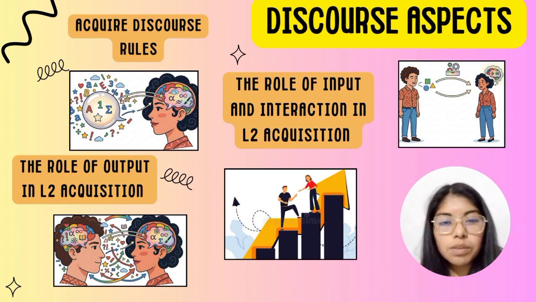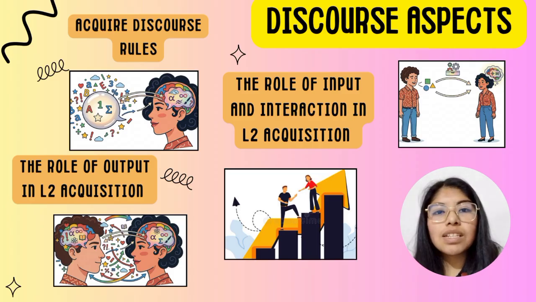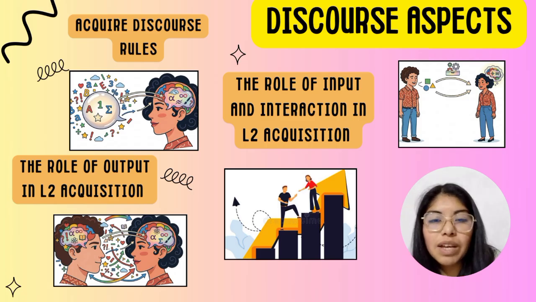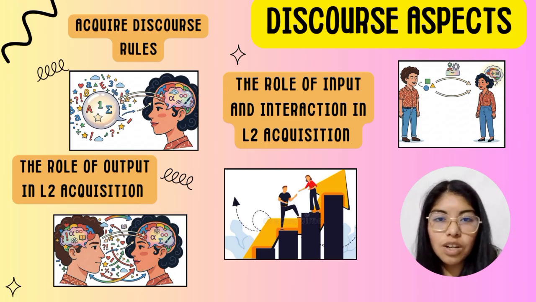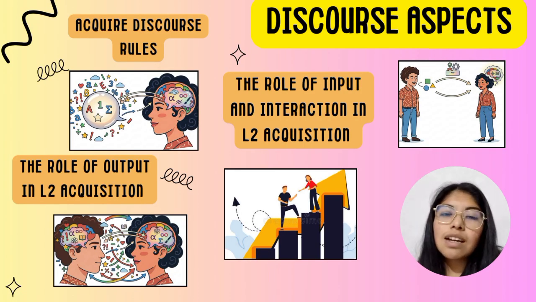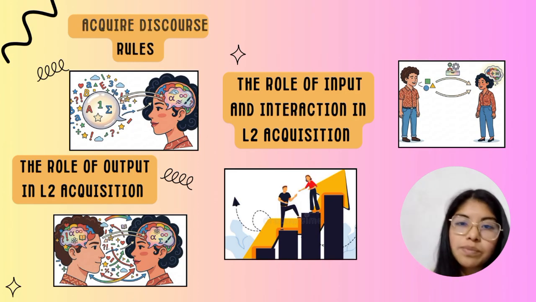And for interactional modification, we can talk about scaffolding and negotiation of meaning. What is scaffolding? Scaffolding is temporary assistance that helps the learner to better understand an utterance that he or she doesn't know. And the last one is the role of output in L2 acquisition. In this part, an important author like Swain says that it's an important part of this process, and also says that it helps to notice gaps in their knowledge.